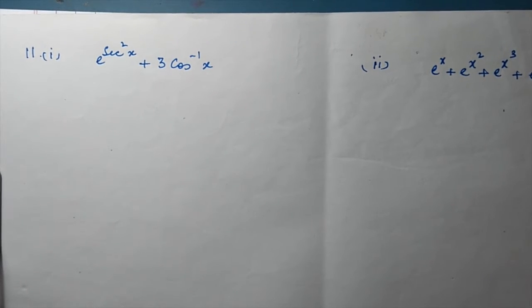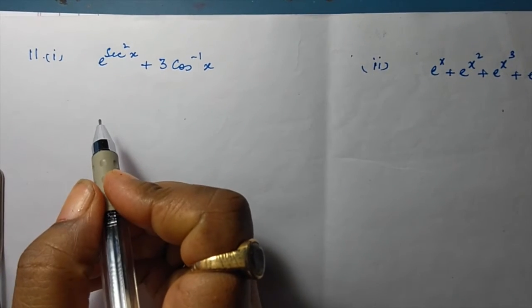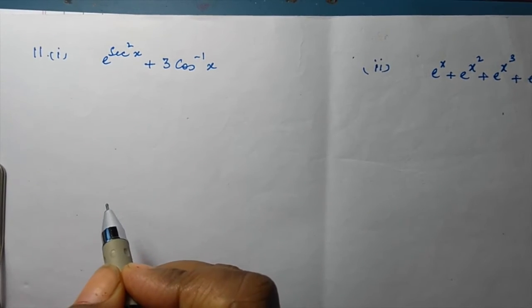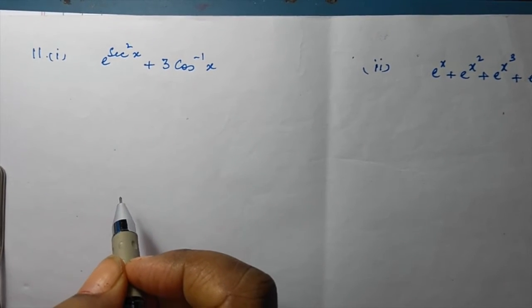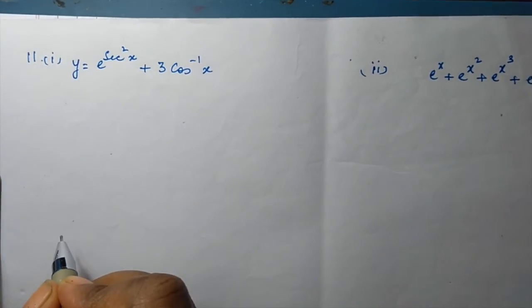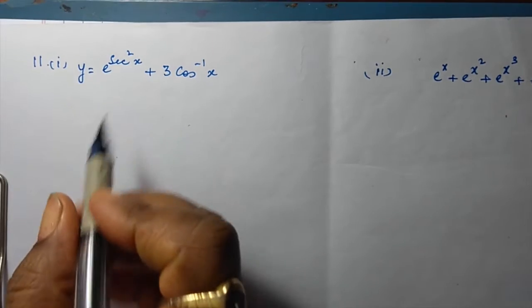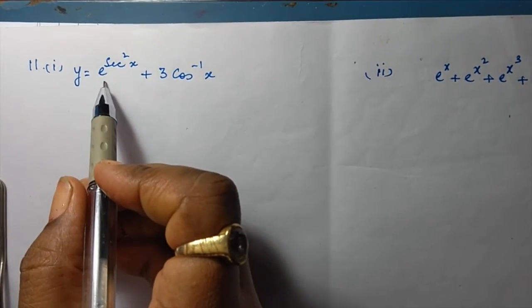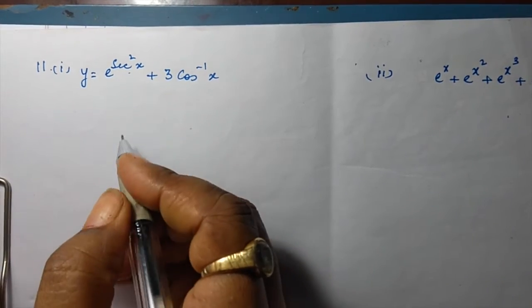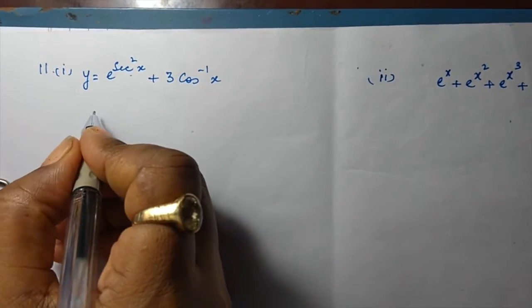Today I'm going to talk about question number 11, first part, which says e to the power of sec square x plus 3 cos inverse x. Like I say every time, give it a name. I write y is equal to e to the power of sec square x plus 3 cos inverse x. Now these are all composite functions, because this is exponential, this is trigonometrical, and this is inverse. So when we are going to differentiate, I must take care of everything.